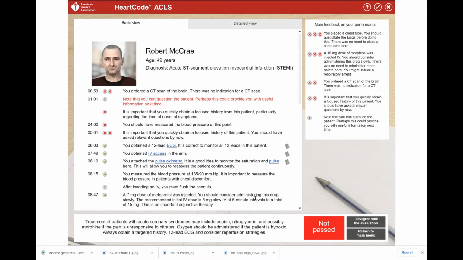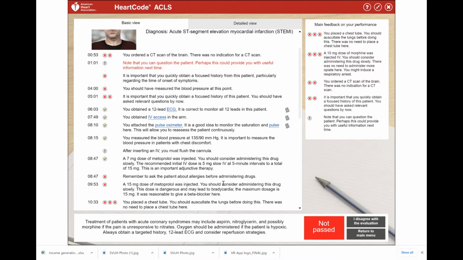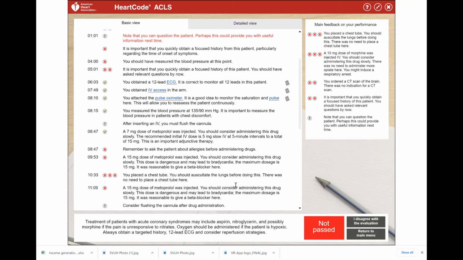The recommended dose is 5 milligrams, so 7 was a little bit much. And then a 50 milligram dose of metoprolol was injected. Inject slowly. This dose is dangerous and it may lead to bradycardia. Maximum dosage is 15. Reasonable to give a beta blocker here. So we gave loads there. We gave 30 milligrams of metoprolol, but it hasn't added them up for us. So as far as it's concerned, we've given 15 once, but we've given it twice.